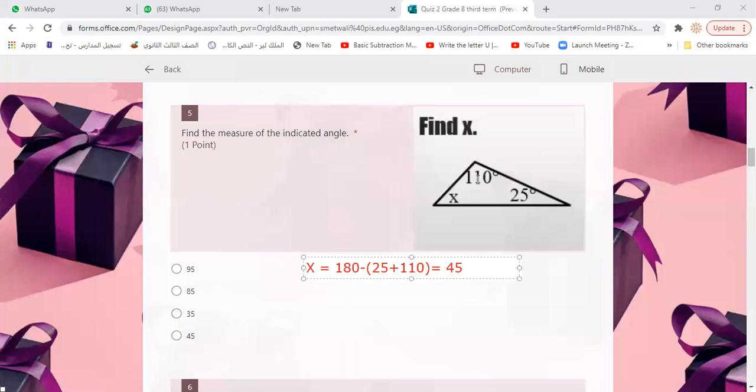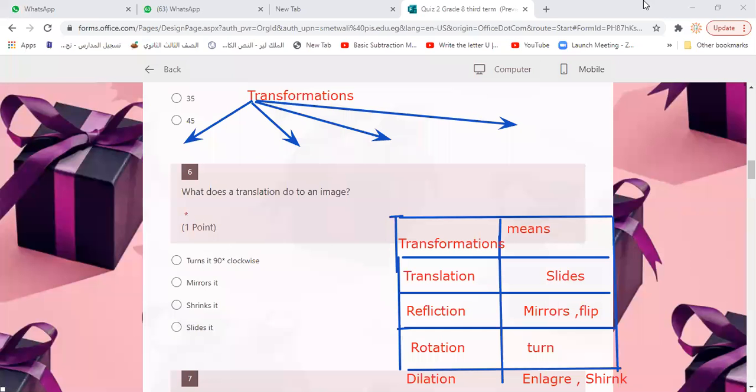Next question, question number 5: find the measure of the indicated angle. So we want to find the measure of the following angle, which is in a triangle, and we know that the sum of the measures of the angles inside any triangle should be equal to 180 degrees. For this reason, we are going to do 180 minus 25 plus 110. So the answer will be equal to 45 degrees. So the right answer for this question will be 45 degrees.